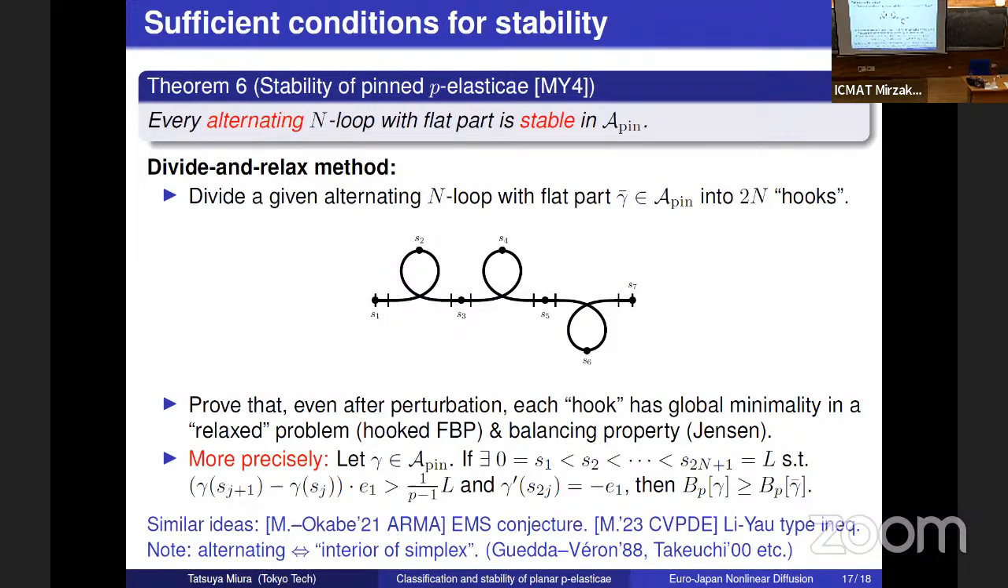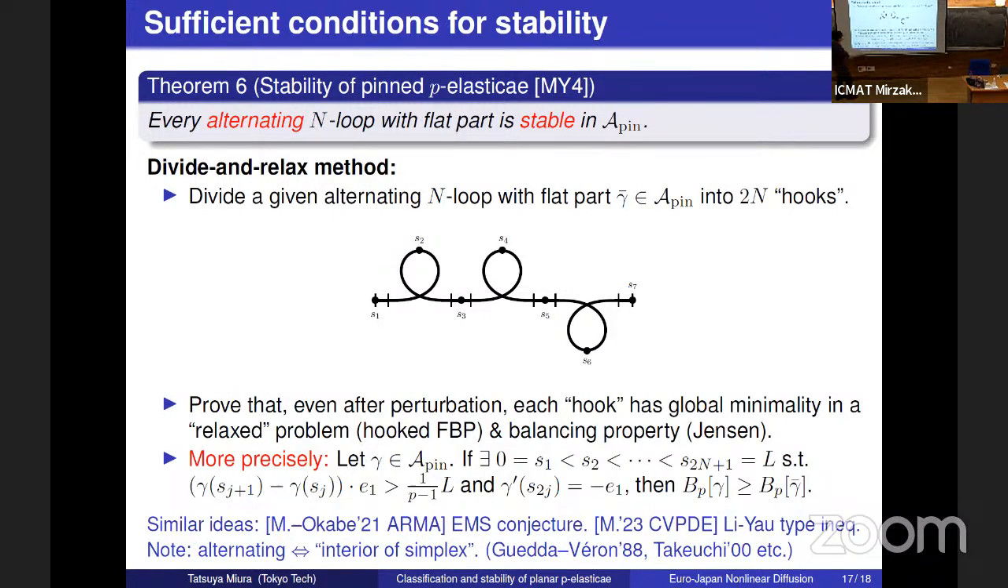And in this case, we could show the stability. And this is actually a completely new example of a local minimizer in this p-elastica problem. Okay. And finally, I will just sketch the proof. First, we divide the given alternating n-loop flat path at the endpoints, at the top of the loop, and in the middle of the segment, and so on.